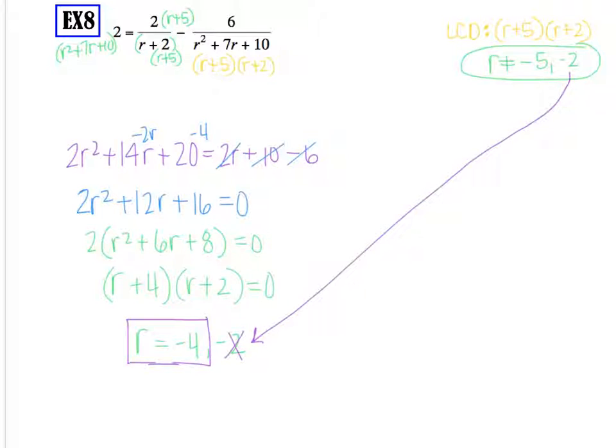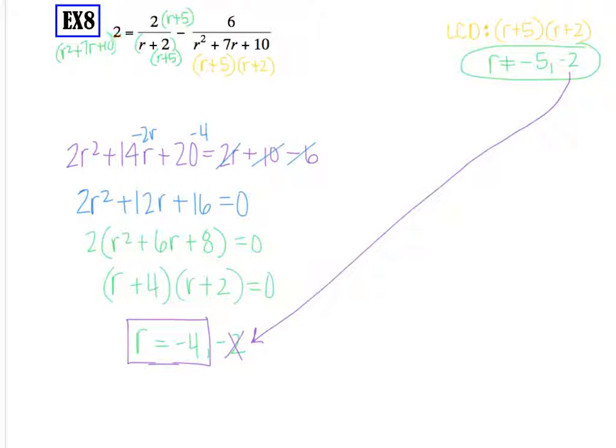So what are the restrictions on r? Well, r cannot be negative 5 and r cannot be negative 2, so I need to keep that in mind when I get my final answer. So what, if any, is each fraction missing of that common denominator? Well, this fraction part is fine because it has both the r plus 5, r plus 2. This one has the r plus 2, so it needed the r plus 5 over r plus 5.